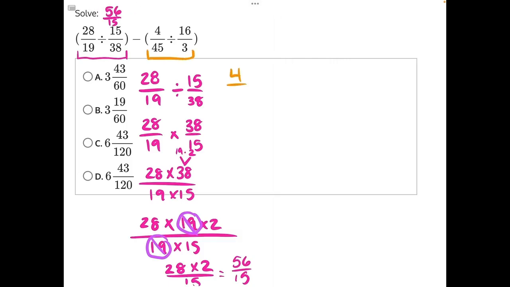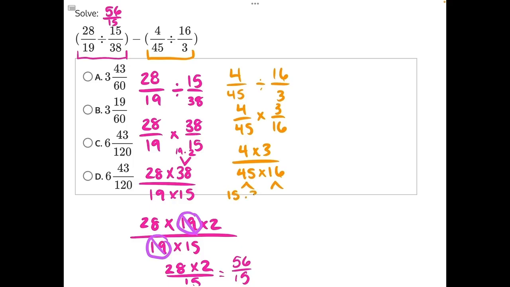4 over 45 divided by 16 over 3. Again, dividing with fractions is the same as multiplying by the reciprocal. So now this question looks like this. 4 times 3 over 45 times 16. We can split both of these larger numbers into a factor pair of 15 times 3 and 4 times 4, which would make this 4 times 3 over 15 times 3 times 4 times 4.